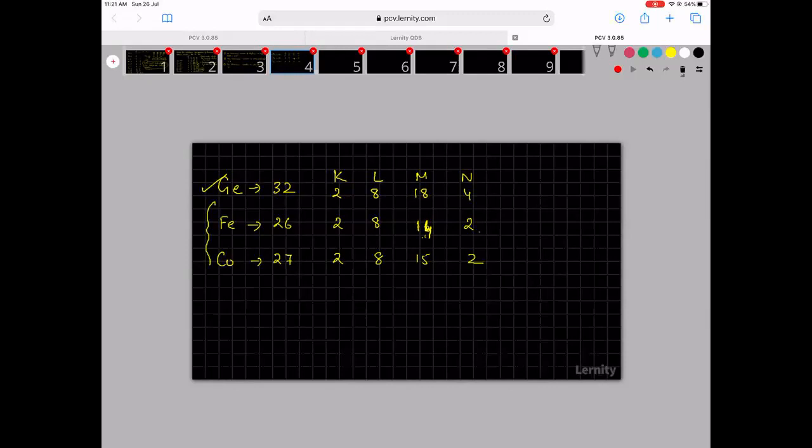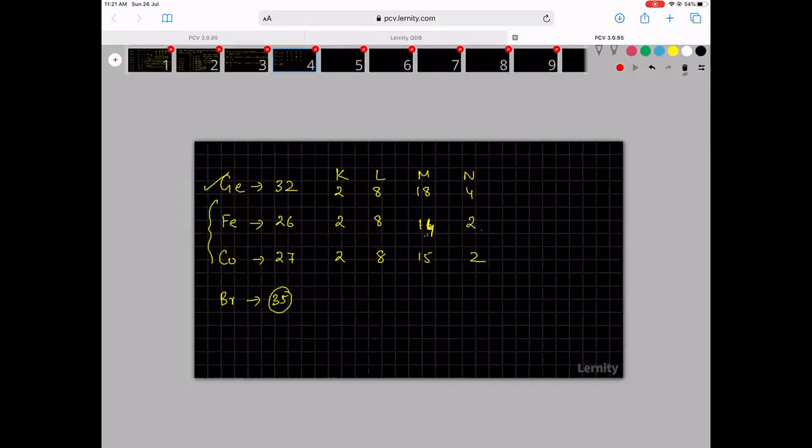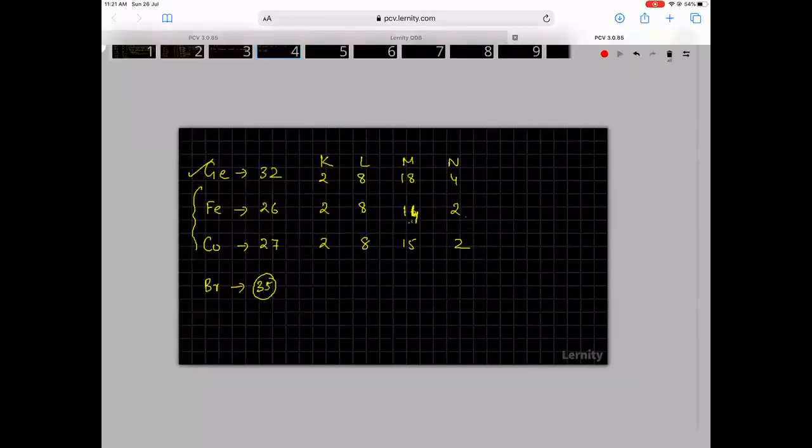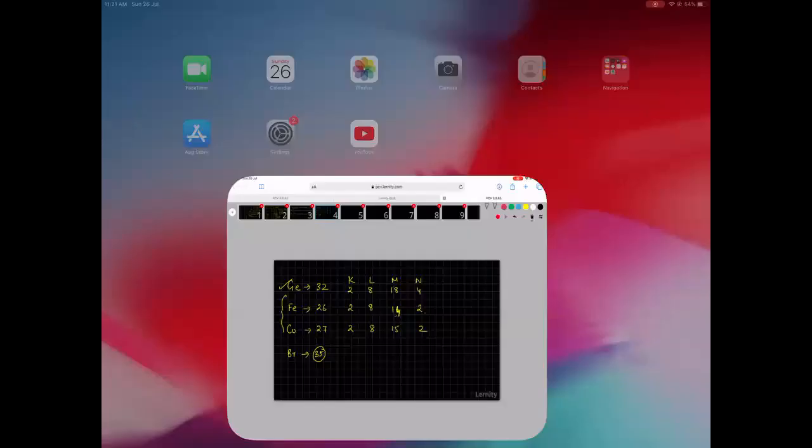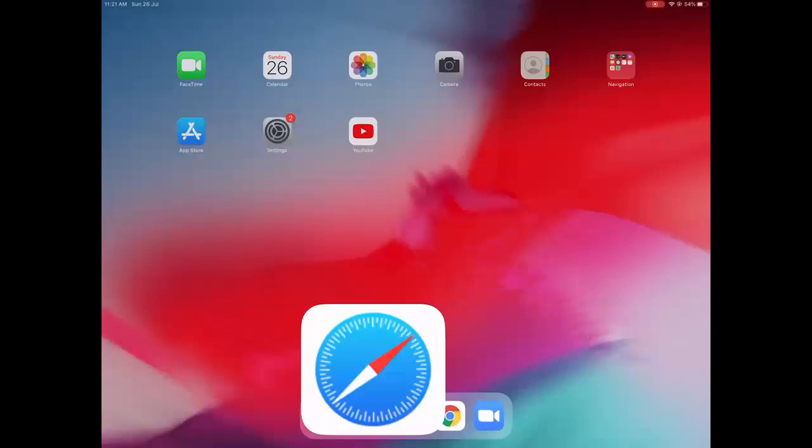Please write the electronic configuration for bromine, which has 35 electrons. Now we can fill it up for bromine. It will come correctly for us. I'll give you a chance. Please fill it up. Meanwhile, I'll see if there are any questions.